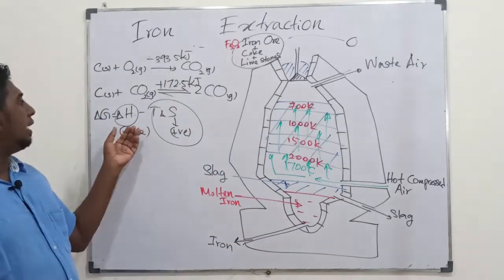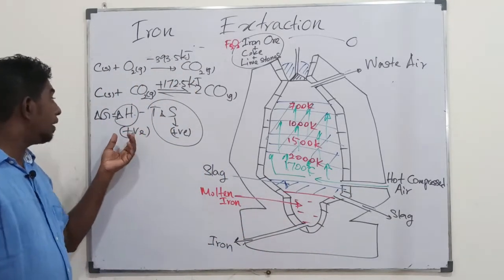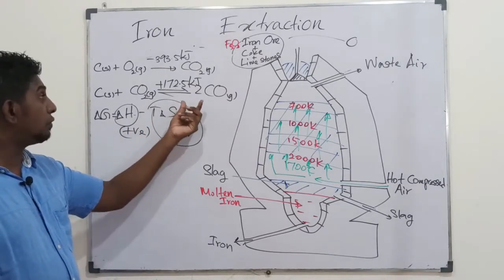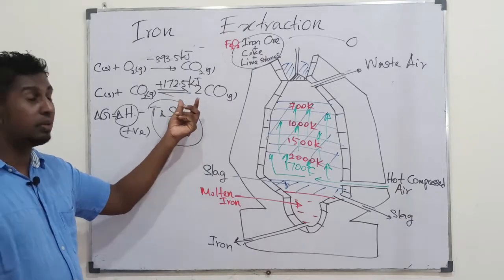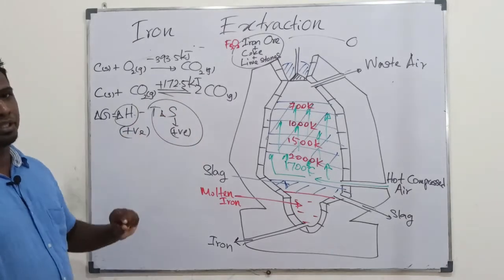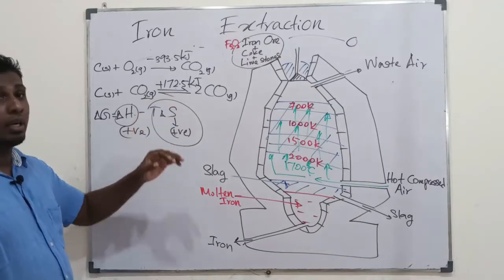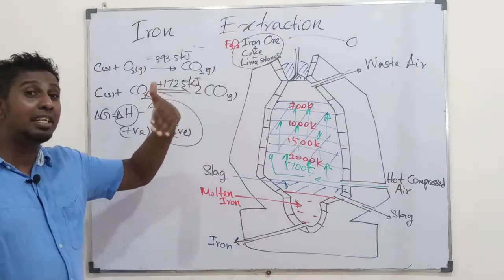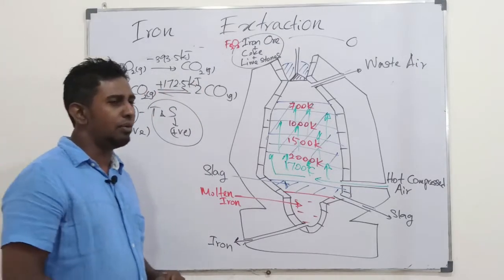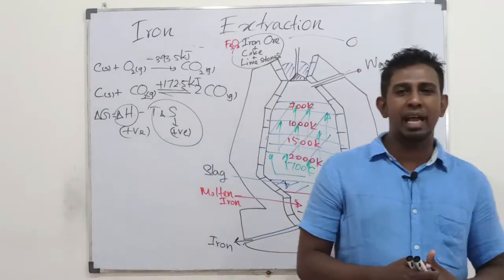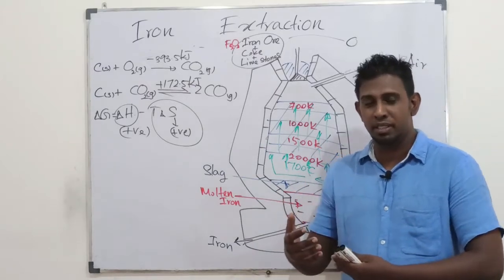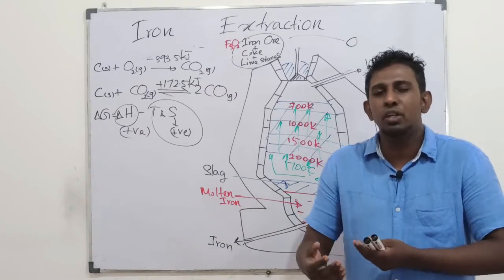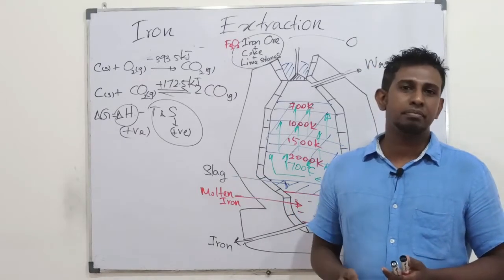According to the equation here, though it is endothermic, this entropy change is positive because the number of gas molecules increases during the reaction. Therefore, at high temperatures, this gives you a negative value. Therefore, it's a spontaneous reaction at high temperatures. Therefore, students, you are going to have carbon monoxide being formed. The carbon dioxide formed will be gradually transformed into carbon monoxide at the bottom.